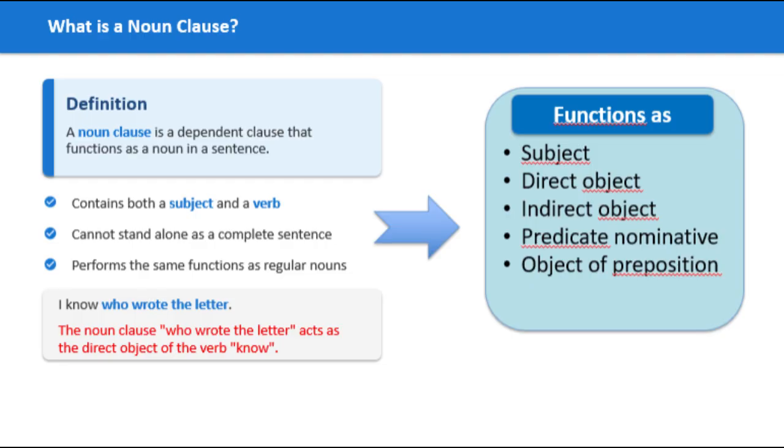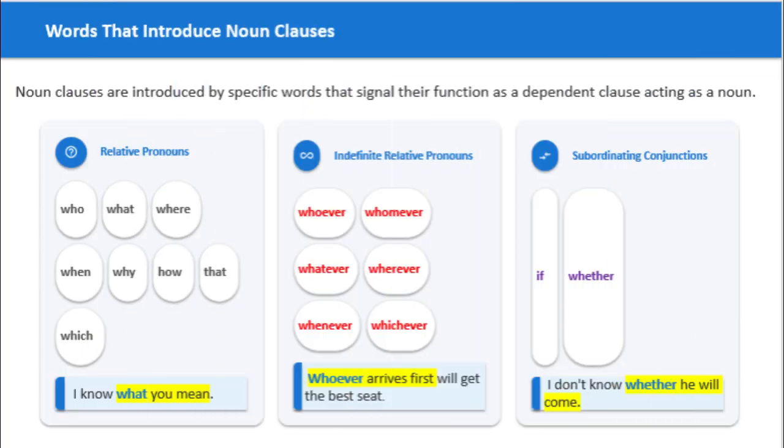For example, in the sentence, "I know who wrote the letter," the clause "who wrote the letter" functions as the direct object of the verb know. Noun clauses can fulfill multiple roles in a sentence, including subject, direct object, indirect object, predicate nominative, and object of a preposition. Noun clauses are introduced by specific words that signal their dependent status.